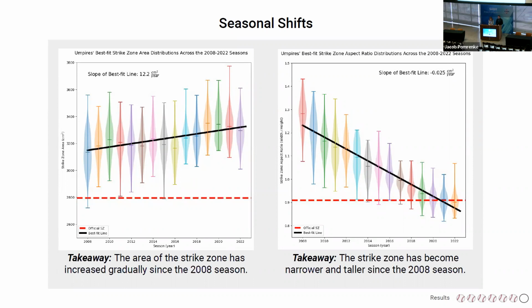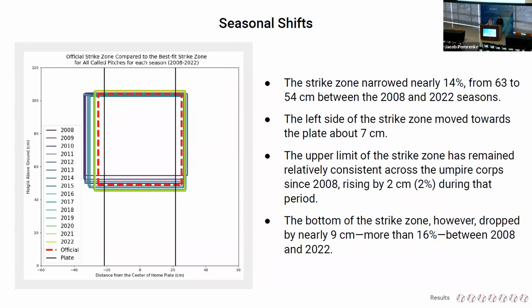The plot on the right I find more interesting because it shows a clear downward trend of the best fit strike zones' width over height aspect ratio. Overall, we see a 29% drop in the aspect ratio, again, that's width over height, over the 15-year time period. In 2008, the strike zone was wider than it was tall. That ratio decreased steadily, flipping by the time we get to 2018, passing through a relatively square strike zone in the 2016-2017 seasons. Let's look at this from a slightly different angle.